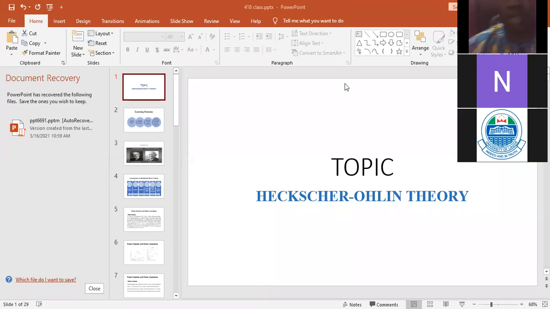Let's start with the class. Today we are going to look at Heckscher-Ohlin theory of trade. It is a follow-up to classical theories we'll discuss. The Ricardian theory and Smith theory of trade.